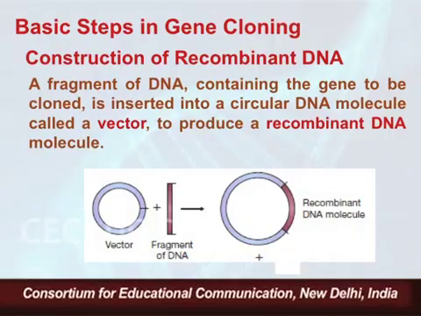So, just to review the basic steps in gene cloning. We talked about the construction of recombinant DNA. The recombinant DNA is a molecule in which a fragment of DNA containing the gene to be cloned is inserted into a circular DNA molecule, which is called a vector. That produces a recombinant DNA molecule. As you can see, we have a vector and a fragment of DNA which contains a gene of interest, and when they are combined together, they form a recombinant DNA molecule.